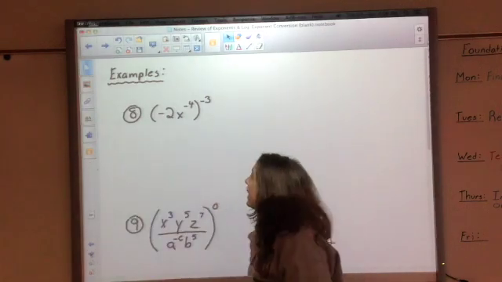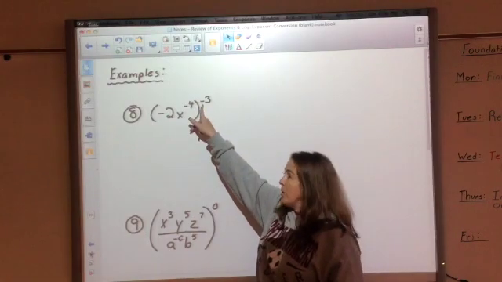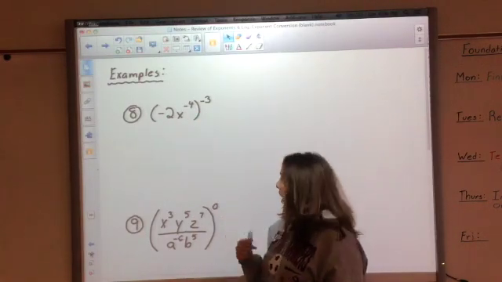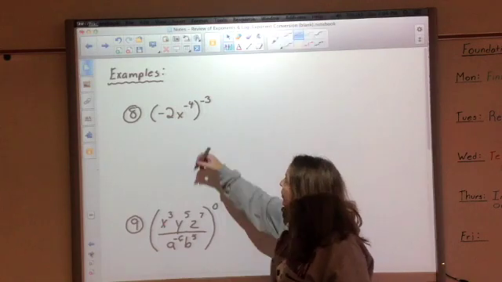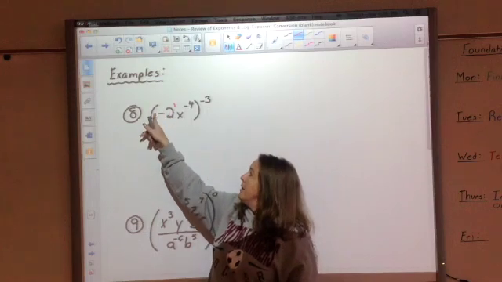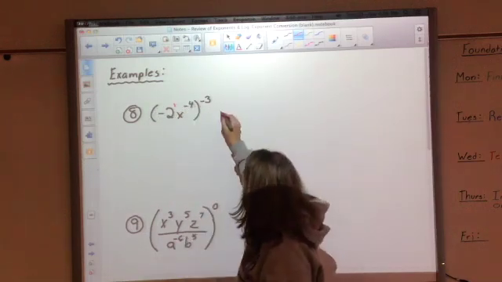We take a look at number 8. Okay, we have parentheses here with a negative exponent, which means all of this that's in here is being raised to the negative 3rd power. We have to remember that this is an understood 1 here, which means I'm taking this negative 2 and I'm raising it to the negative 3rd power. So let's write it out.